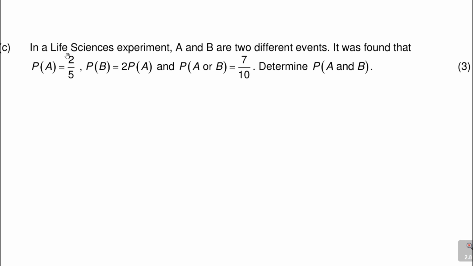It says in life sciences experiment, A and B are 2 different events. It was found that probability of A is 2 over 5, probability of B is twice probability of A, and probability of A or B is 7 over 10. Determine probability of A and B.